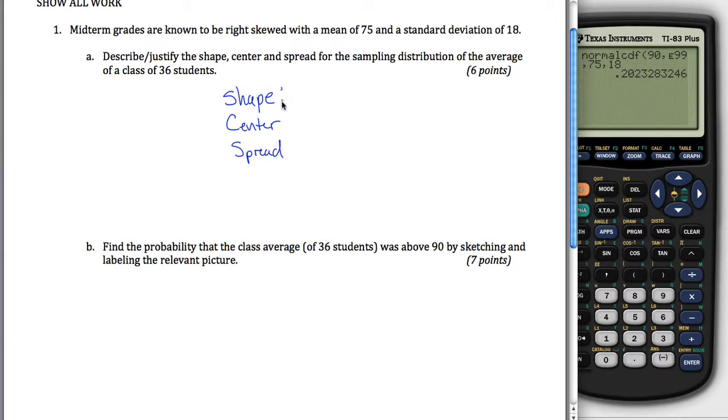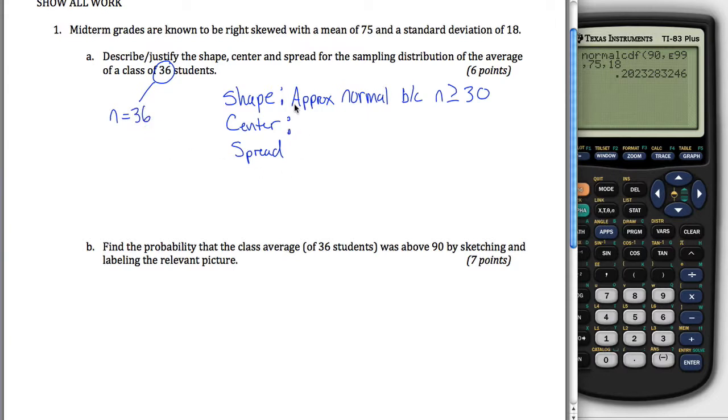The shape of the sampling distribution turns out to be approximately normal. That might confuse you because it says right here it's right skewed, but it doesn't. It says right here that the parent distribution, the distribution of one student, is right skewed. But when you average out 36 of them, the shape turns into approximately normal. The reason why is what's called the central limit theorem. In our book, we say that the central limit theorem will make the shape approximately normal anytime n is greater than or equal to 30. In this specific problem, n equals 36.